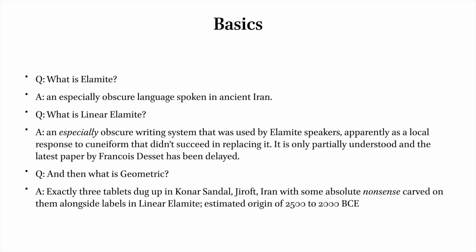And what is geometric? It refers to exactly three tablets that were dug up in Konar Sandal, Giroft, Iran, with some absolute nonsense carved on them, alongside labels in linear Elamite. That's why there's a connection to Elamite here. And their estimated origin is 2500 to 2000 BCE. So they're at least 4,000 years old.